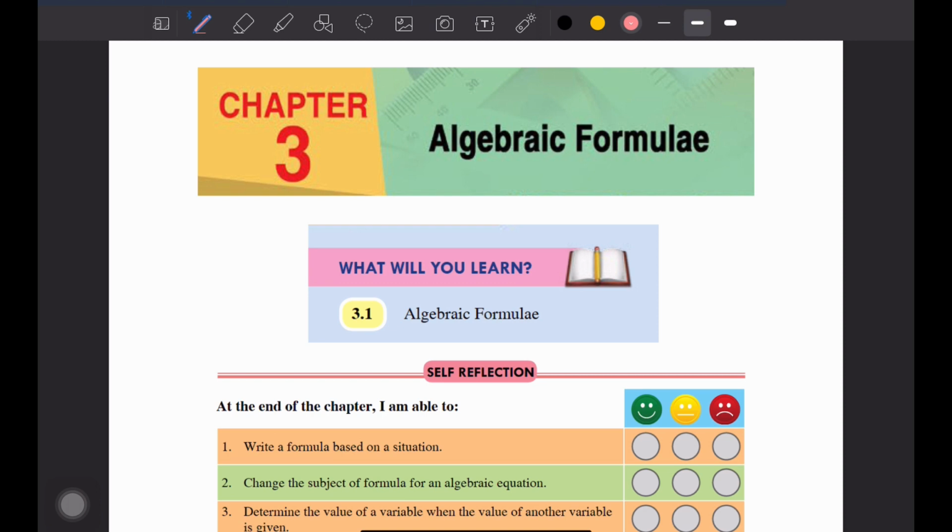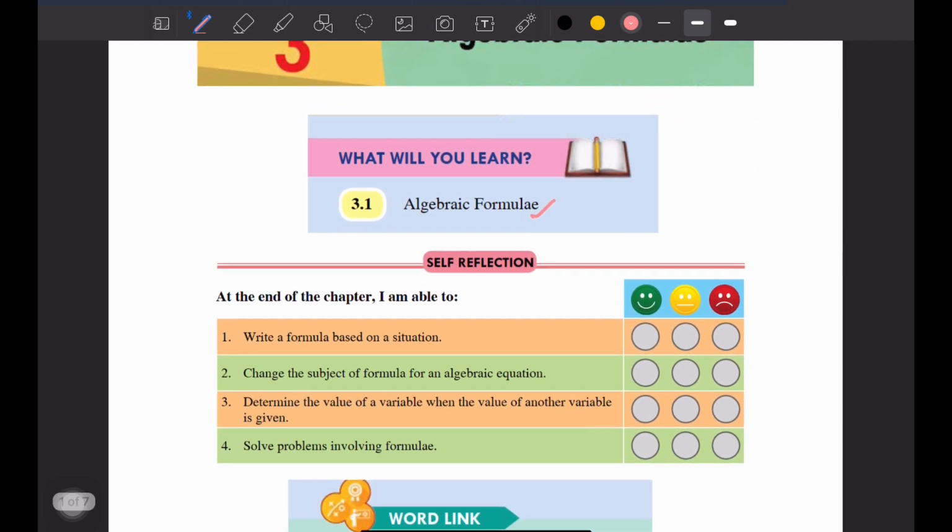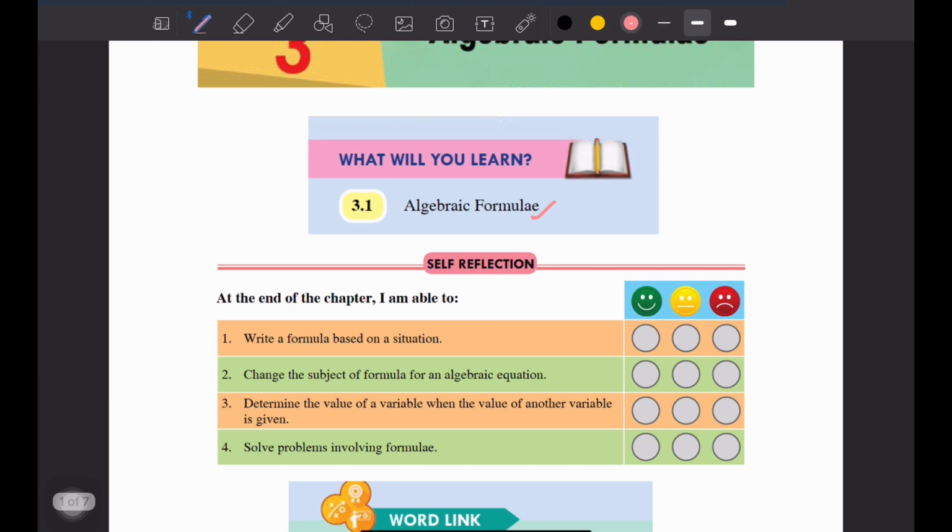Today we're going to look into the new chapter 3, Algebraic Formula. In this chapter, you will learn about 3.1 Algebraic Formula. Later, at the end of this chapter, you can fill in this self-reflection form to see whether you are green, yellow, or red.